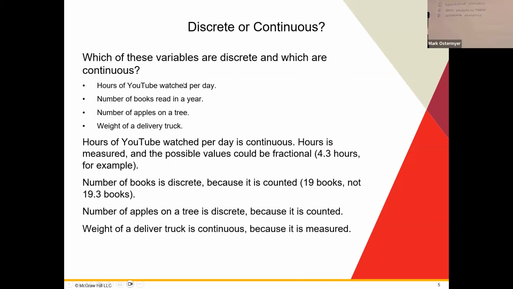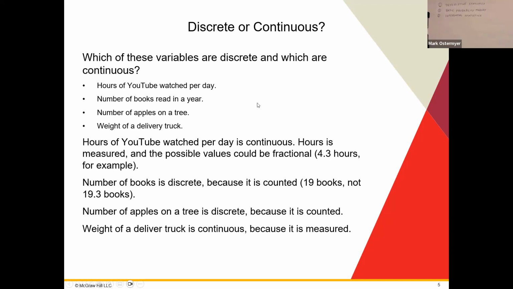Which of the following data is considered to be discrete or continuous? Hours of YouTube watched per day. Well, you could consider hours versus what? Minutes and seconds. Do you agree? So this could get very busy. So I would be leaning towards saying this might be kind of continuous, correct?